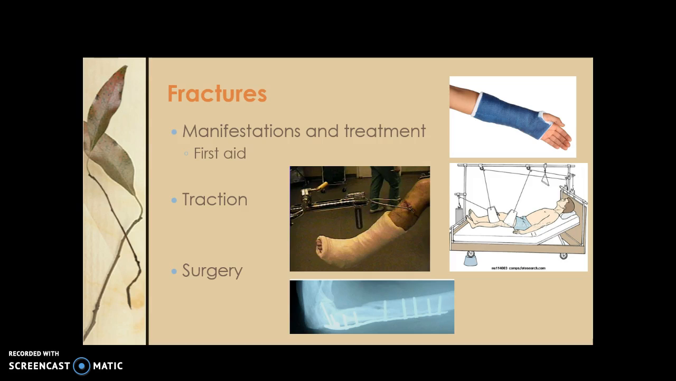Okay, there's first aid, so it's kind of that first thing you do when you sustain a fracture or an extremity musculoskeletal injury. We're going to look at the idea of traction and what's involved with traction, and then we're going to look at surgery or surgical stabilization of a fracture, also known as an open reduction internal fixation, or an ORIF. And that's where you see all these nice little pins in this person's, looks like their forearm.